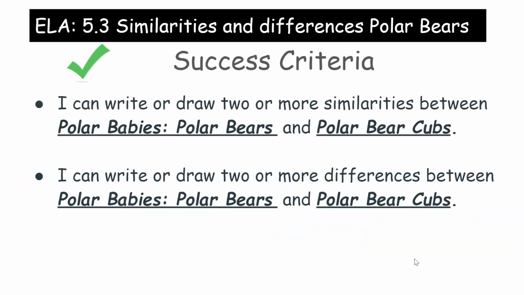I know that I am successful if I can write or draw two or more similarities between the two texts, Polar Babies, Polar Bears, and Polar Bear Cubs. And I can write or draw two or more differences between Polar Babies, Polar Bears, and Polar Bear Cubs.